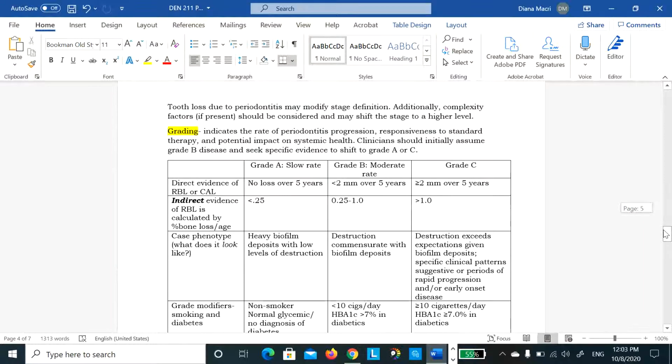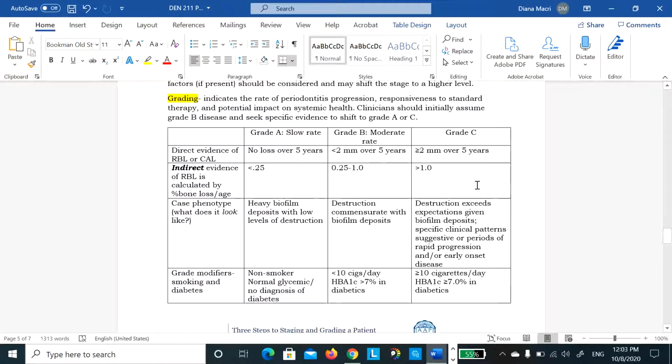Okay? In addition to the staging, we need to talk about the grading. Okay? And the grading indicates the rate of periodontitis progression. I really feel like the grading is a little bit more difficult to wrap your head around than the staging. Okay? Because what the grading is trying to do, it's telling me how quickly this disease is progressing.